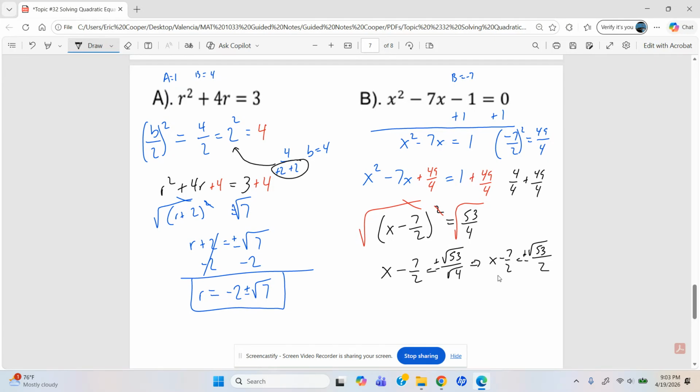Now I'm going to get x by itself. I'm going to add 7 over 2 to both sides. And again, even though this has a 2 and this has a 2, we're not going to add it because of this plus or minus.